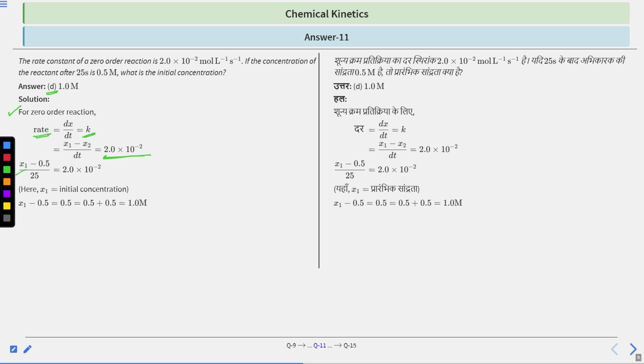And x1 is the initial concentration that we have to find out. The final concentration is given, that is 0.5 in the 25 seconds. So dt will be 25 seconds. It is equal to K. And when we solve this equation, x1 is the initial concentration, and on solving this equation, we have x1 minus 0.5 is equal to 0.5. So x1 is equal to 0.5 plus 0.5, which is equal to 1 molar. Okay, thus the correct option is option D. Okay, let's move to the next question.